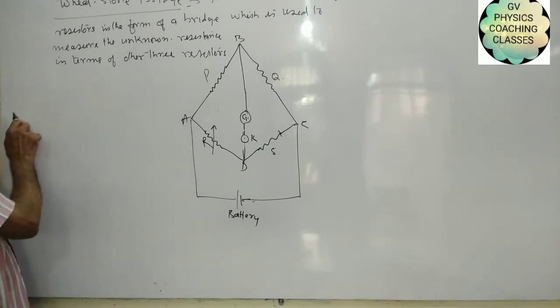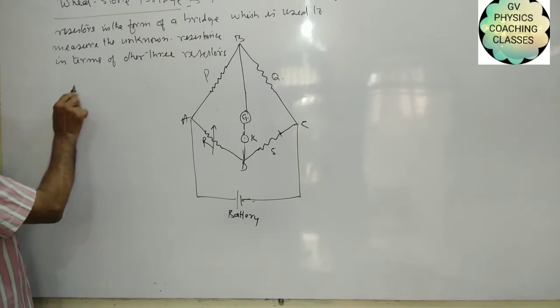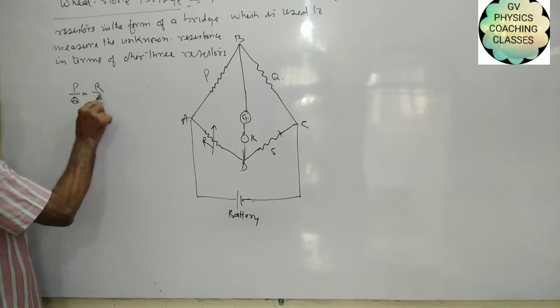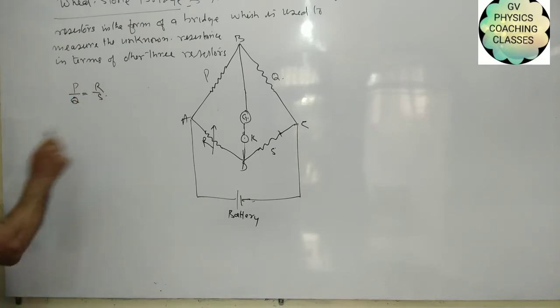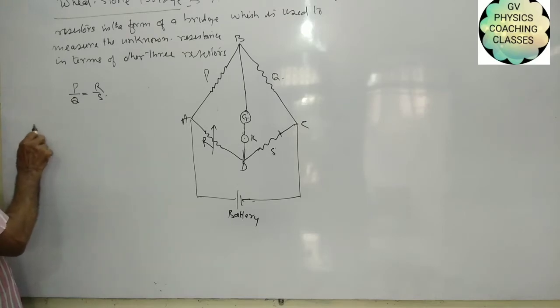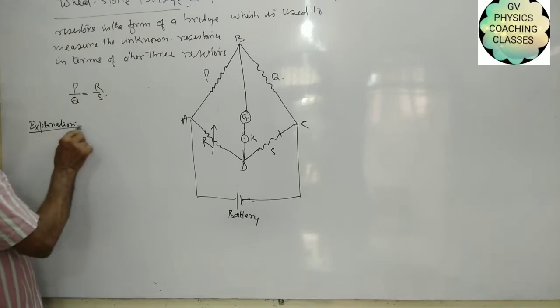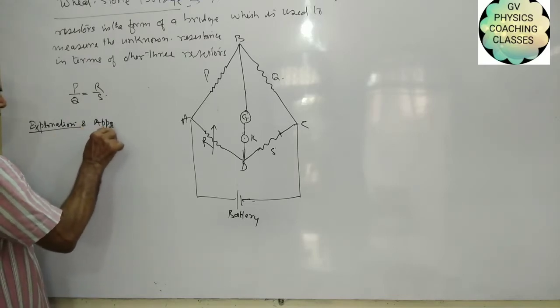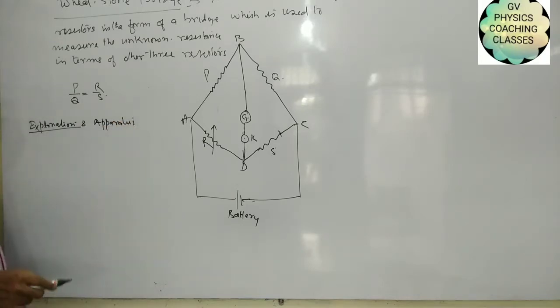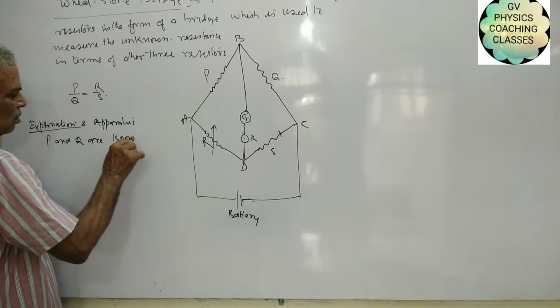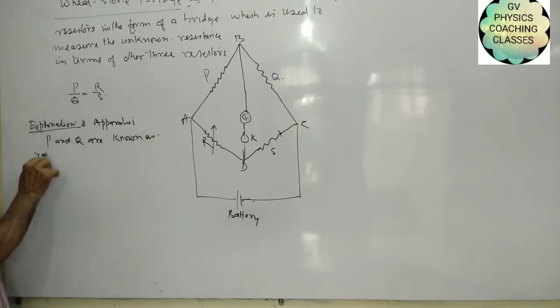In present case, we can write P upon Q is equal to R upon S. In this circuit, explanation and the apparatus. P and Q are known as ratio arms.